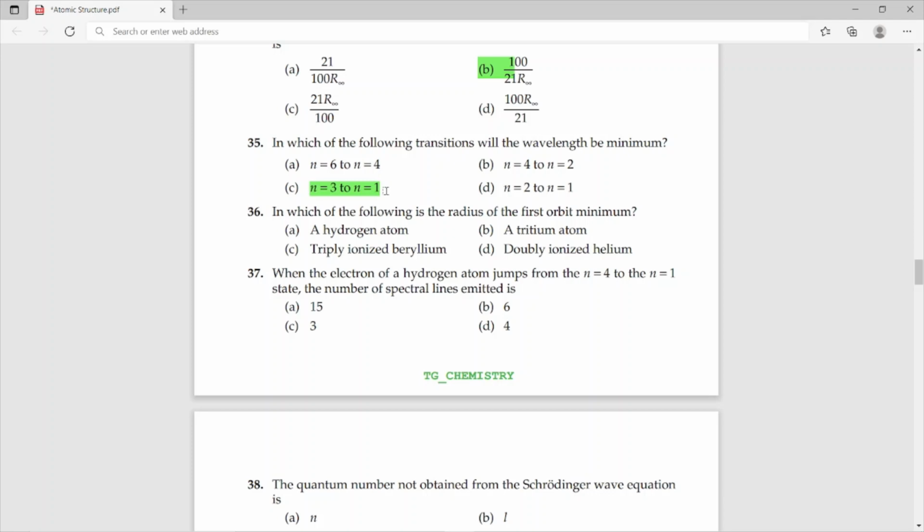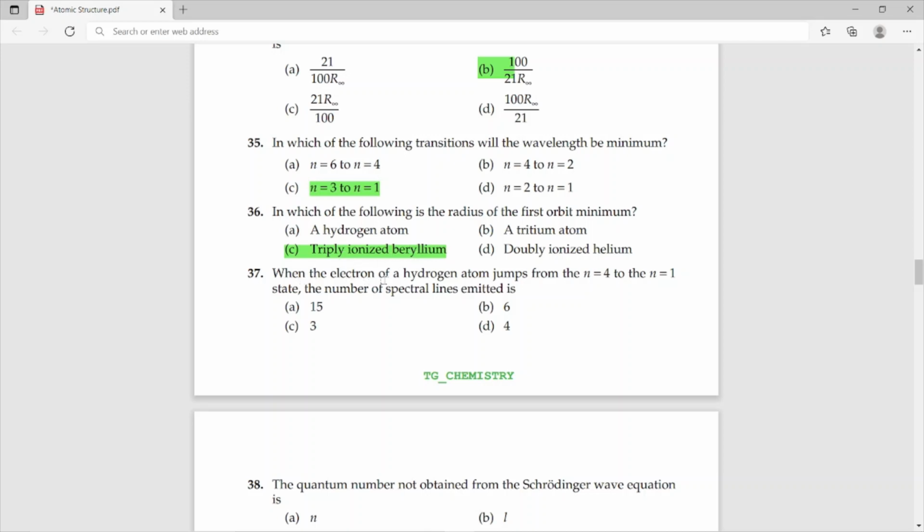The next question, 36th question, is: in which of the following is the radius of the first orbit minimum? The right answer for this one is option C, triply ionized beryllium. So for this, the radius of the first orbit is minimum. Triply ionized beryllium is the right answer.